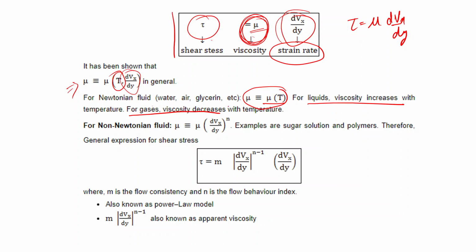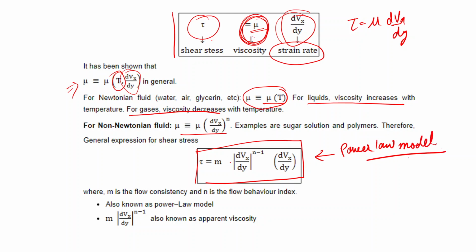And for non-Newtonian fluid, we can write this correlation for mu. This correlation we also call the power law model. So the power law model correlates the strain rate with the viscosity and with shear stress. And this equation is only valid for non-Newtonian fluid. The other terms in this are, m is the flow consistency and n is the flow behavior index. So based on the value of n, we can comment on what kind of non-Newtonian fluid it is. Again, this equation is known as power law model, and this entire term is known as apparent viscosity.